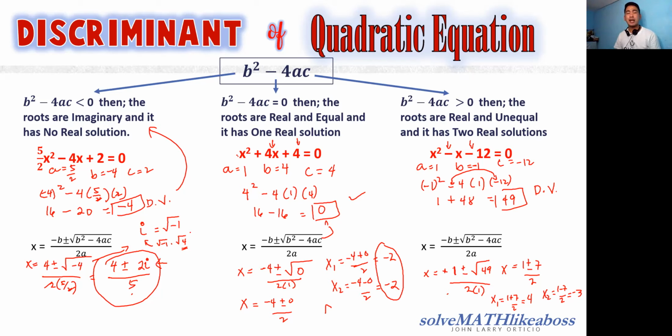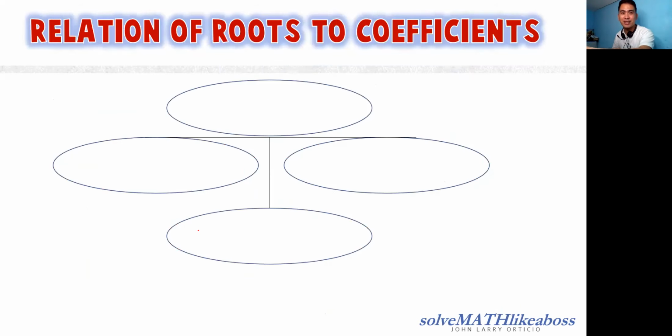Okay? So, tandaan na kapag ang square root, pag may negative number na sa square root, sa loob, may radicand na negative, then we can just say na the roots are imaginary. Okay? So, that's how you get the discriminant of the quadratic equation or the nature of the roots. Okay? So, let's now proceed to the relation of roots to its coefficients.